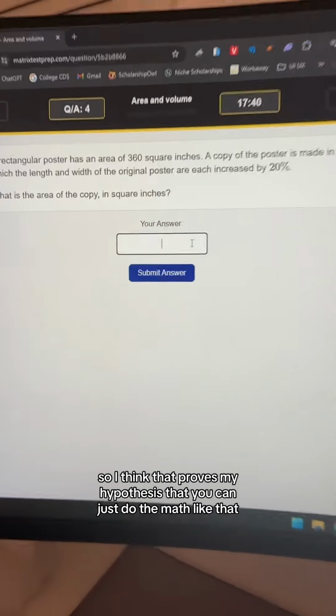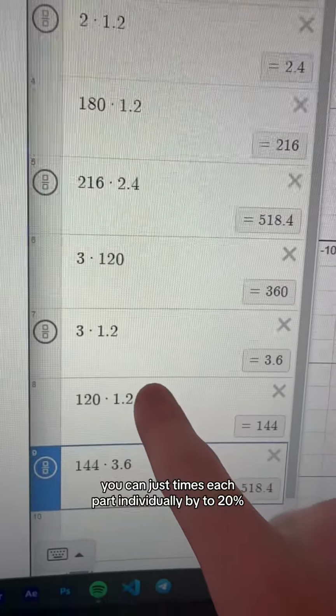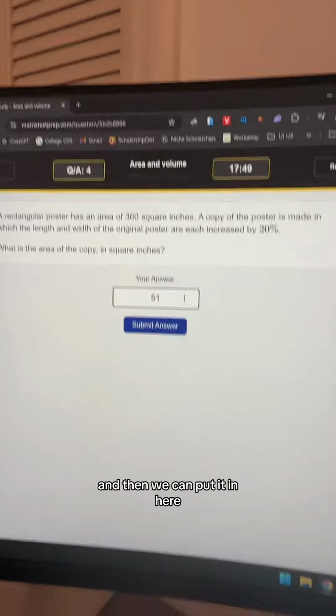So I think that proves my hypothesis that you can just do the math like that. You can just times each part individually by 20%, and then we can put it in here.